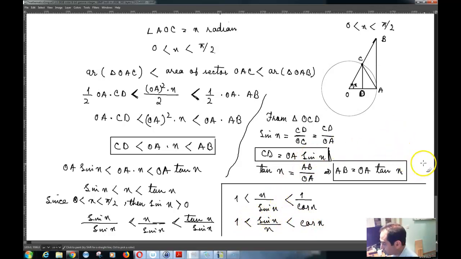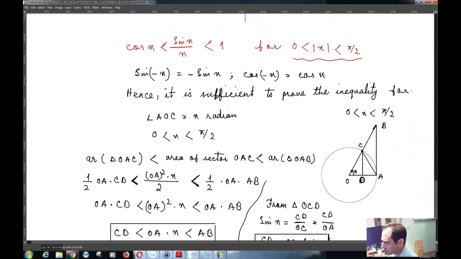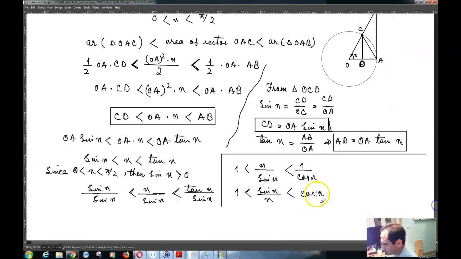Now what we wanted to prove here was a little bit different. Cos x is less than, so over here we had 1 less than sine x by x less than 1, taking reciprocals throughout. So let me see. Oh, I made a mistake here. I'm sorry. I did make a mistake here.